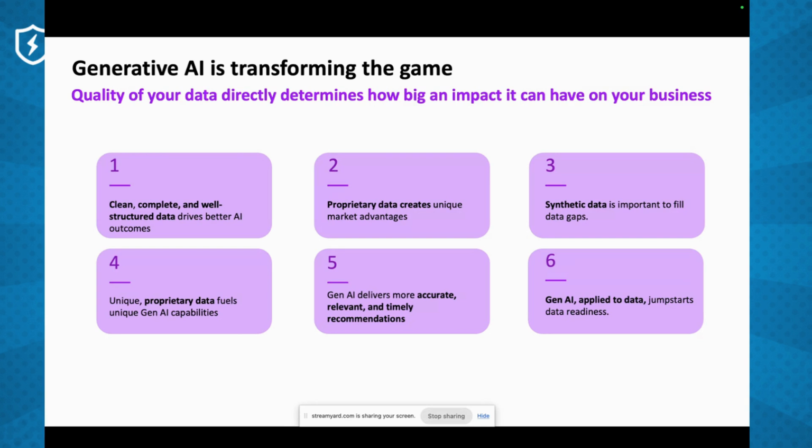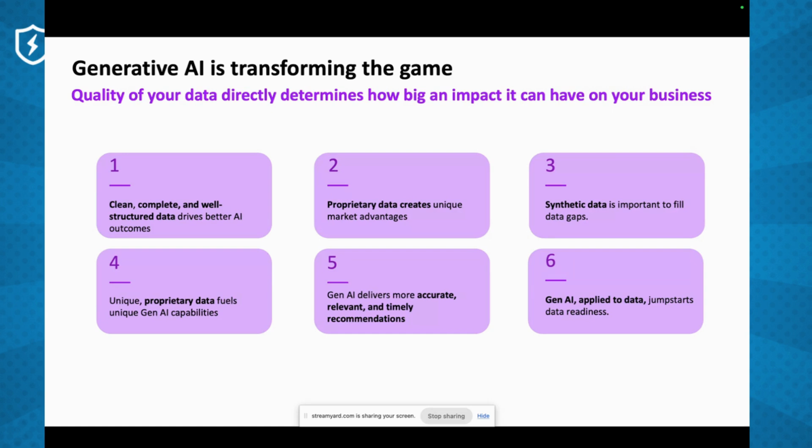Synthetic data is extremely important because I'm talking about training my LLMs on data which is like production, but where all the important things that should not be visible to users are screened out. Proprietary data is important. We're talking about GenAI, which delivers more accurate, relevant, and timely recommendations.